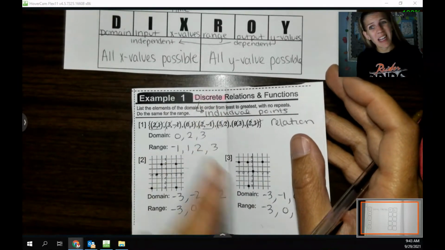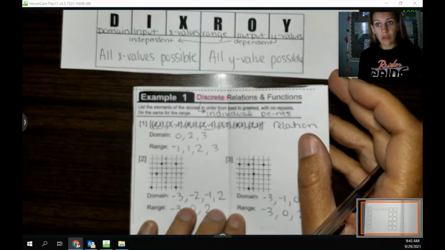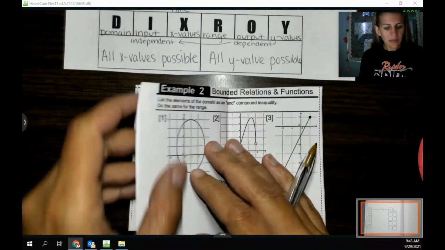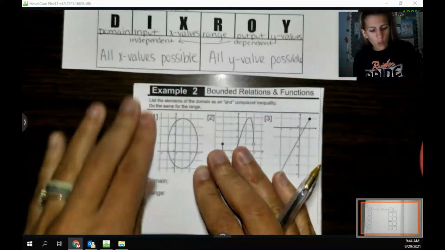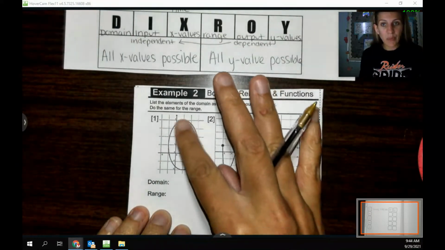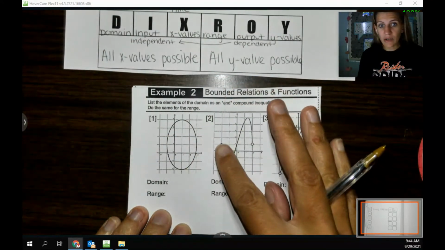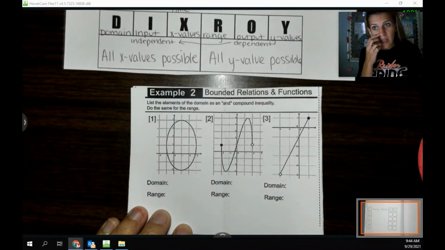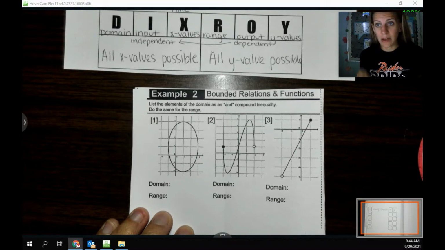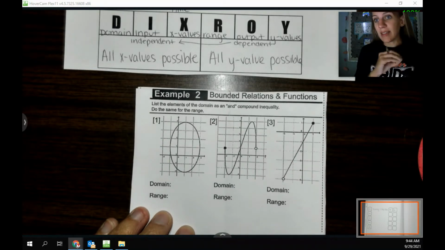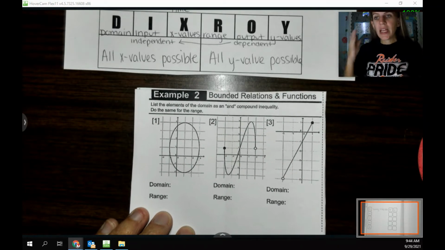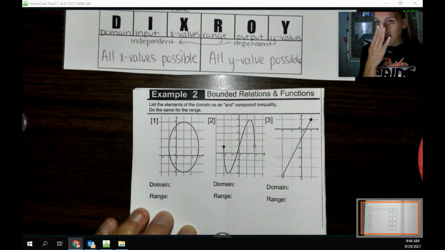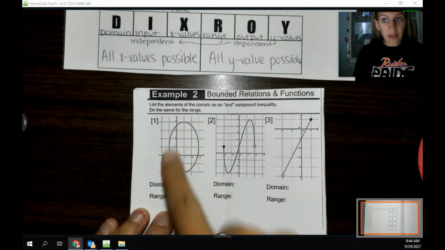So discrete is really nice because I can just make a list. I can just look for the x's, write them down, look for the y's, write them down. However, once I start getting a smooth line and not just individual points anymore, we have something that is called a continuous function. So continuous means like a smooth line, and more specifically, that goes on forever. These ones don't really go on forever, but this is a smooth continuous line.